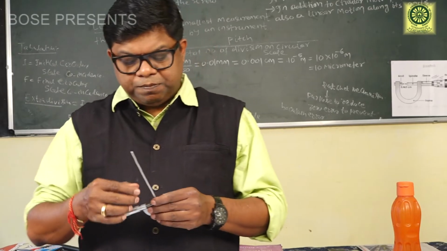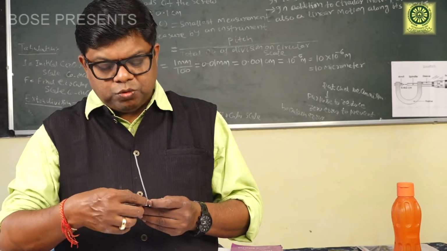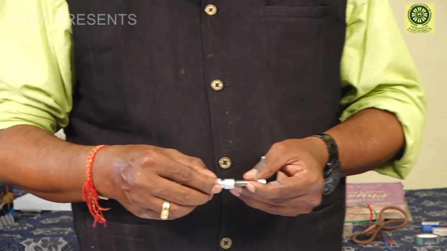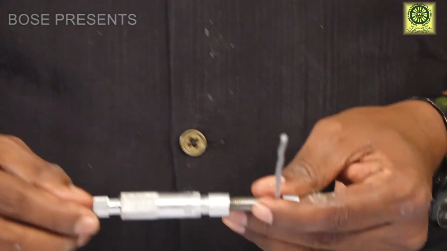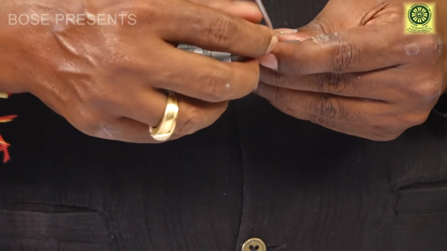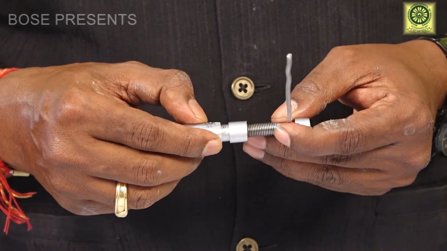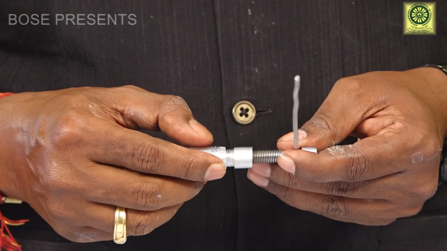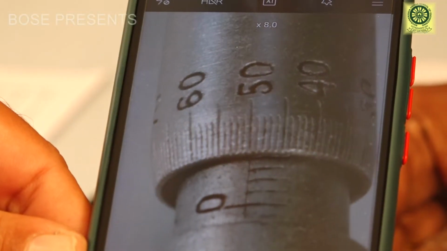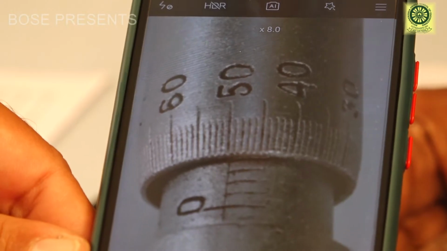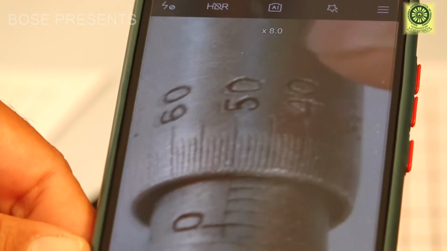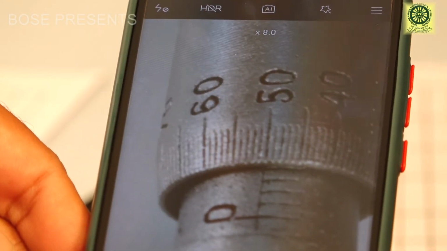First of all, we have to place this wire in between the two studs and note the initial circular scale coincidence, that is ICSC. Now if we put the wire in between the two jaws, it is found to be 50. So the initial ICSC is found to be 50.